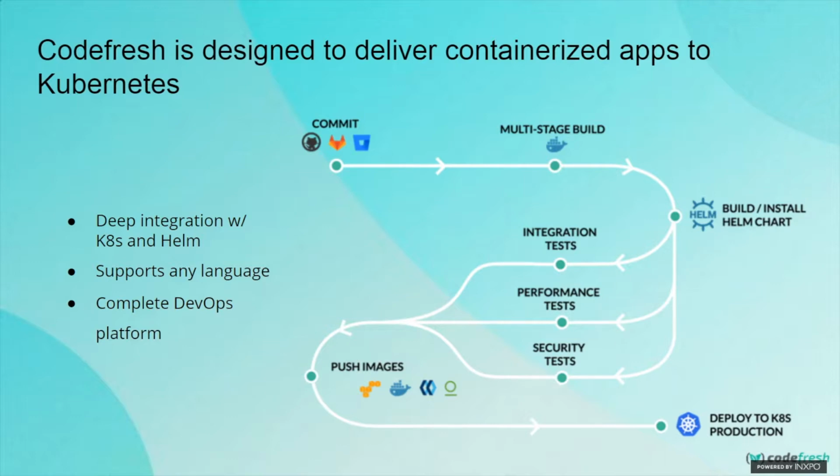We're going to take a commit, and we're going to do a multi-stage build. We're going to build a Helm chart. Again, it's that sort of Kubernetes package of our entire application. We're going to run functional tests, and we're going to push it and then deploy it. And this is what I'm going to demonstrate in the demo after we show just how to create your Kubernetes cluster with IBM.